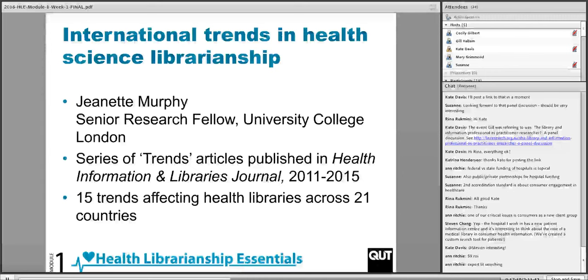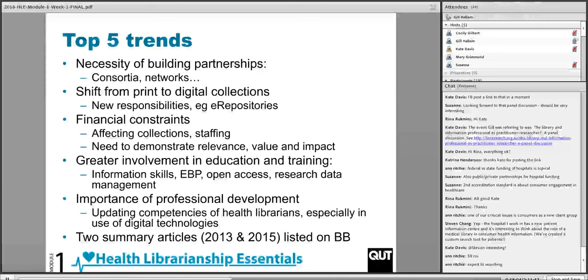The top trends are the importance of building partnerships, so you're not working in isolation, both within the sector and with other agencies across the sector. Inevitably, the shift from print to digital collections is having an impact. Financial constraints are producing challenges that need to be dealt with in a productive way. Then there is the education and training role, contributing to skills development for people within the health sector as a whole. In line with that, there is the very critical importance of professional development.